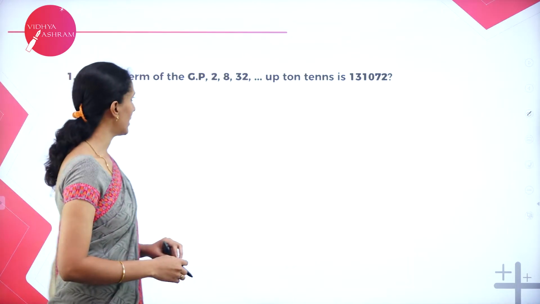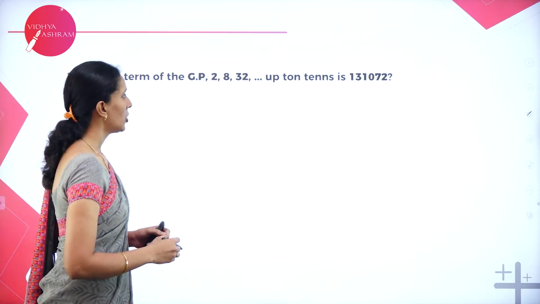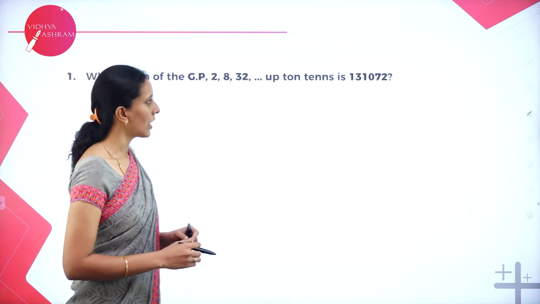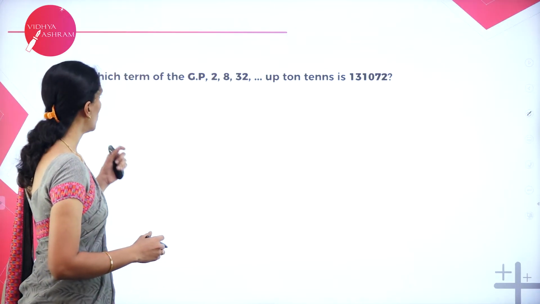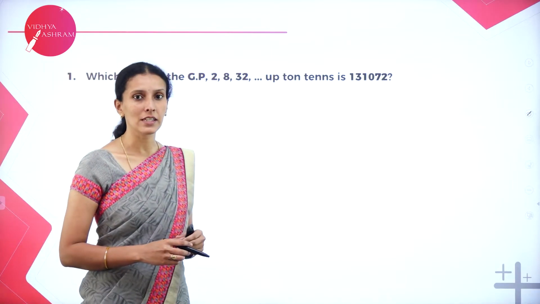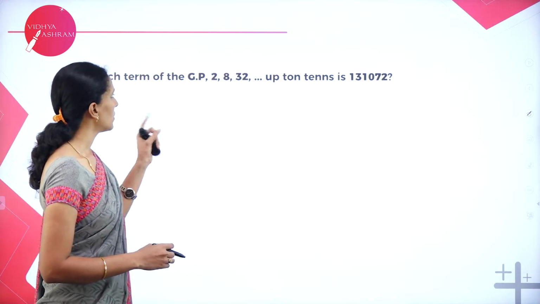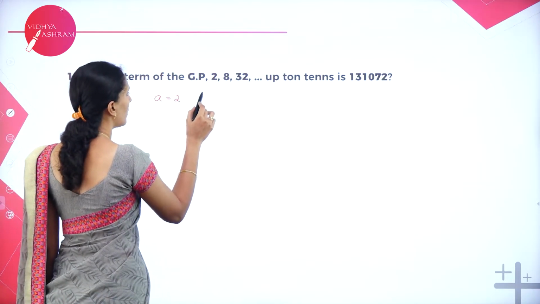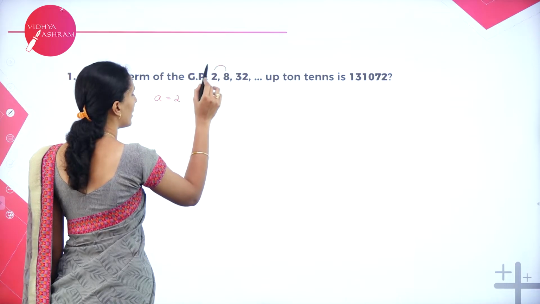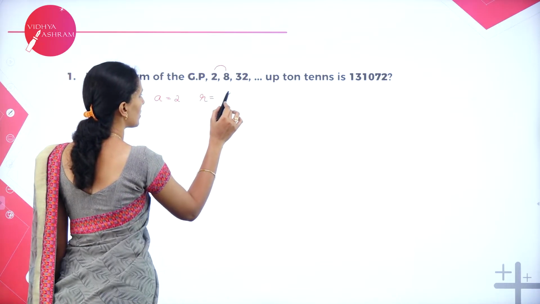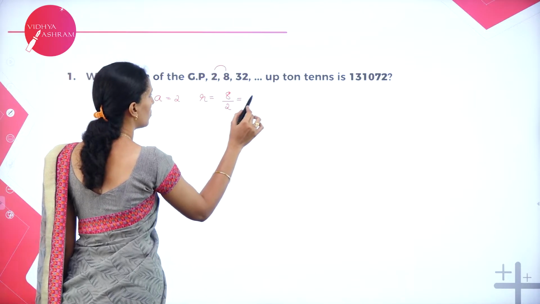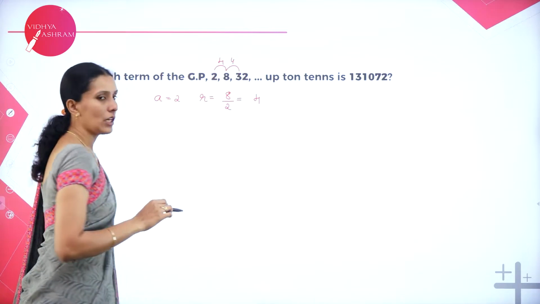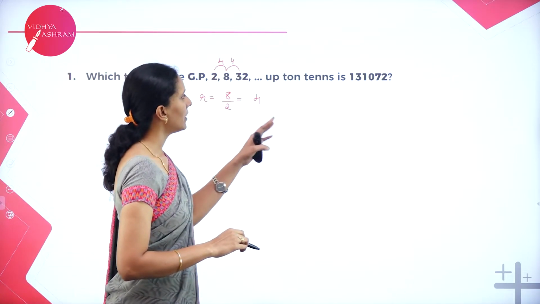The first question here: which term of the GP 2, 8, 32 and so on, up to n terms, is 131072? So, which term of the GP? They have given the first term as 2. The common ratio is obtained by dividing successive terms. So, that is 8 divided by 2, you will get it as 4. So, you can see 2 4s are 8, 8 4s are 32, like that.